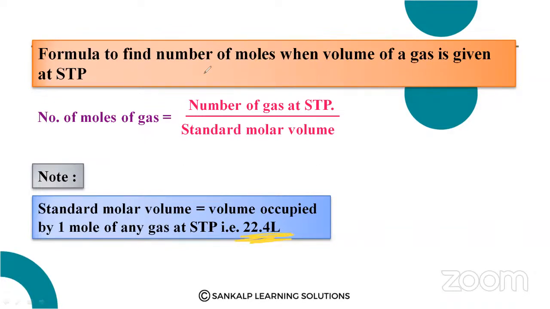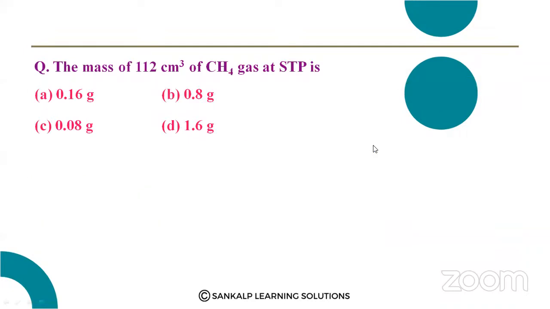So whenever the number of moles is to be found out from the volume of a gas, whenever a gas is given at STP conditions, this is the particular formula you are going to use. So we'll see further. This is a particular example based on the volume of a gas. Now it is methane gas. So the mass of 112 cm cube of methane gas at STP is, okay. So how do you solve this?